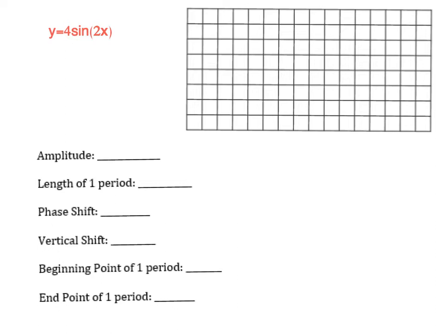Okay, first example problem, y equals 4 sine of 2x. So my amplitude comes from the 4, so that's my amplitude. My length of my period, you're going to take this number that's in front of x, do 2 pi divided by that number. So my length from beginning to end is going to be pi. If you'll notice, there's no movement left or right, no movement up or down, so I have no phase shift, no vertical shift. Then I'll ask you for the beginning point of your period and the end point. That helps you do your graph.